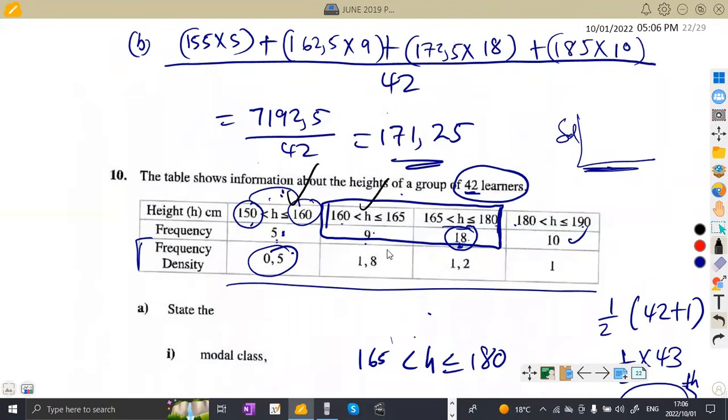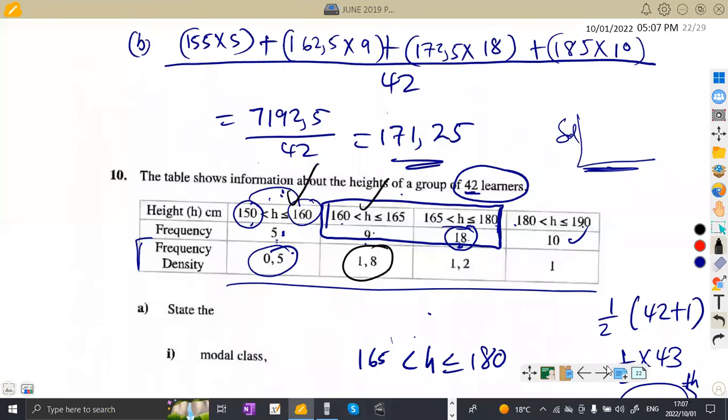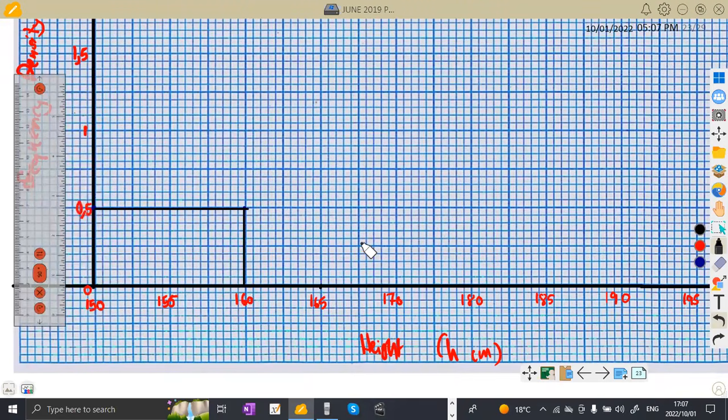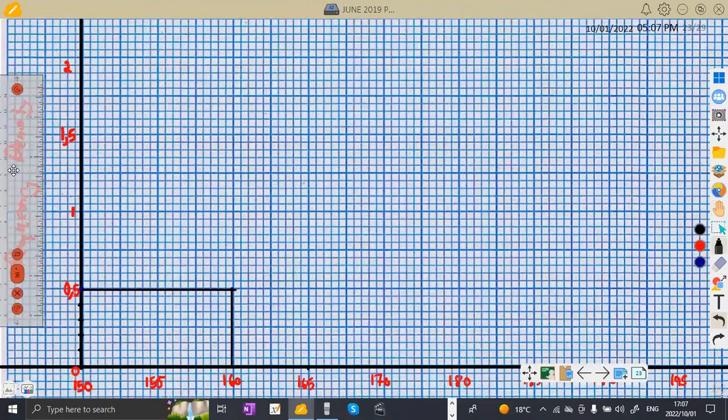It's 160 to 165 versus 1.8. So 160 to 165, that is 160, 165 here. But versus which value now? This is 1.8. Okay, so where do we find 1.8? Here, two boxes represent 0.1. So this is 0.1. 0.2, 0.3, 0.4, 0.5. So 0.8 is going to be taken from here. This is 1.5 at this point. So two boxes, that's 1.6, two boxes, 1.7, two boxes, 1.8. So that's where you are going to have it.